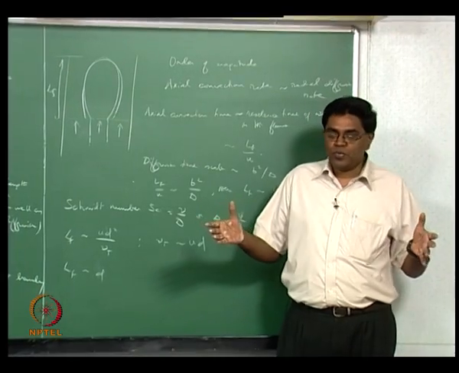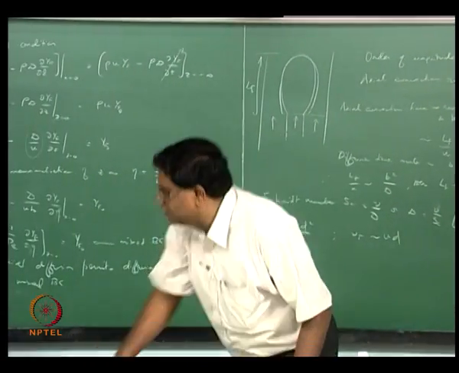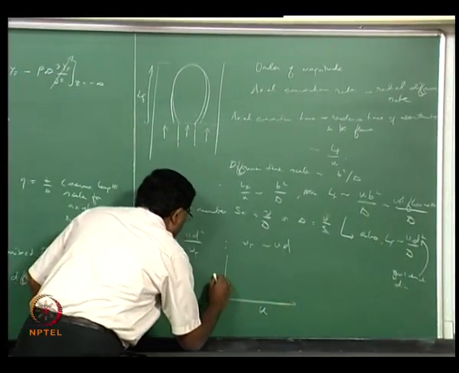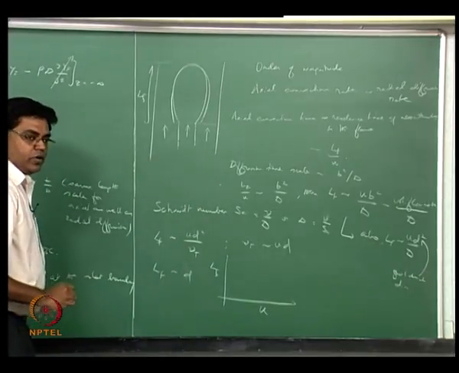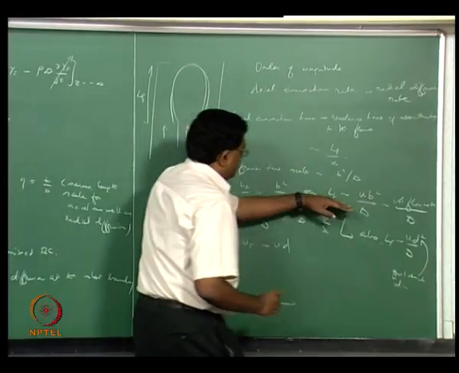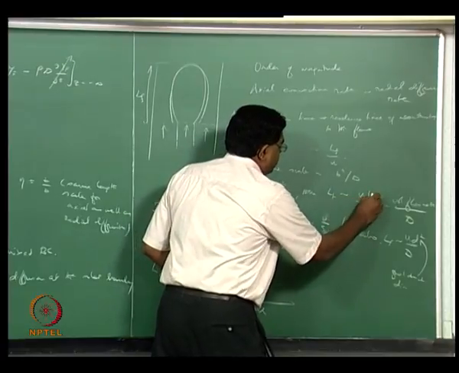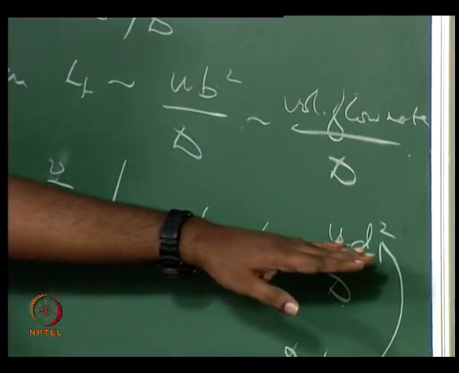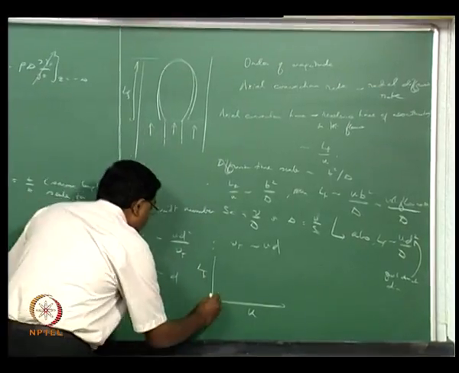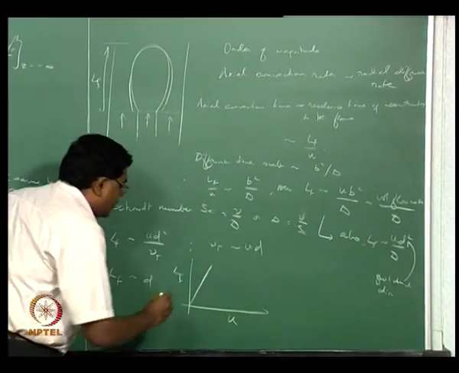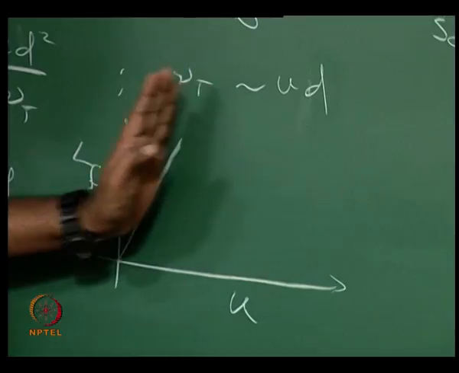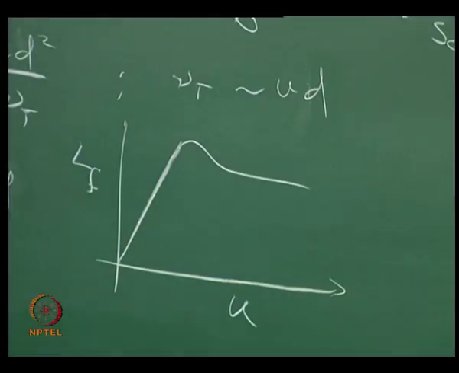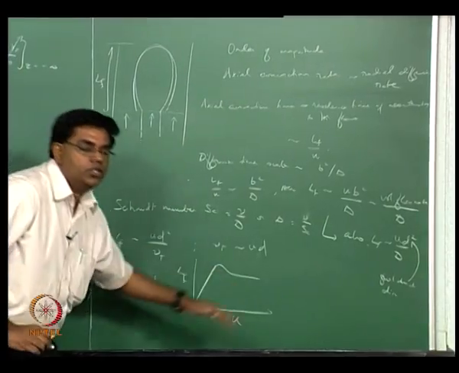If you look at the data, what you should find is, if you plot LF versus U, LF is proportional to ub squared by d, or ud squared by capital D. So this is linearly increasing with u. For small u you get a linear increase, but then you get into a transition region where you transition to turbulent flows, and the flame length ultimately becomes insensitive to velocity.